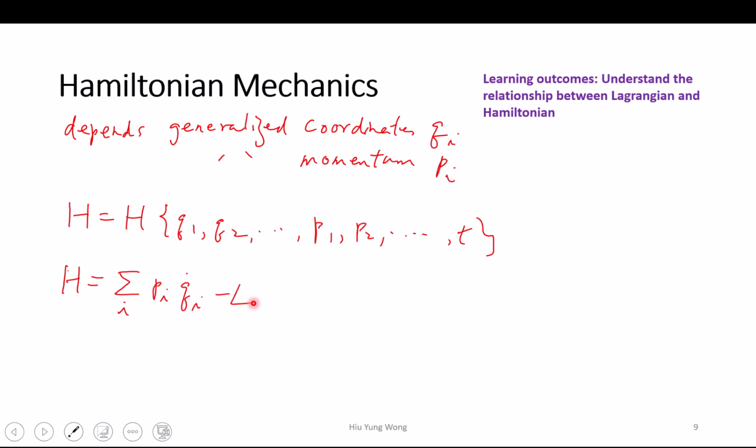And this is particularly important because when you do your circuit treatment, the momentum is not something you can imagine. You need to go back to use what we derived earlier. The momentum is partial L, partial qi dot. That's how you get the momentum. Recall?